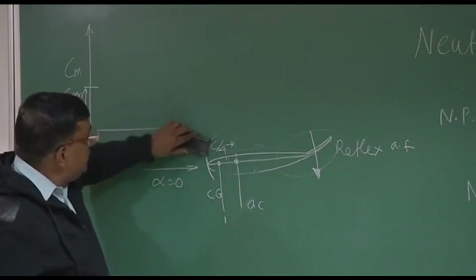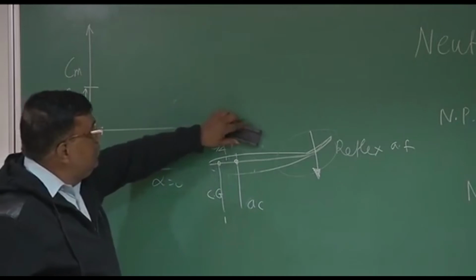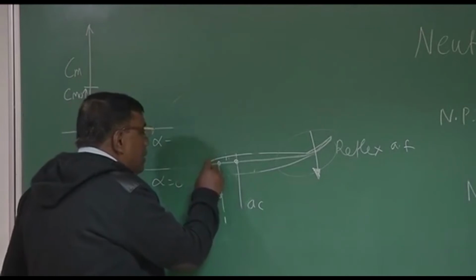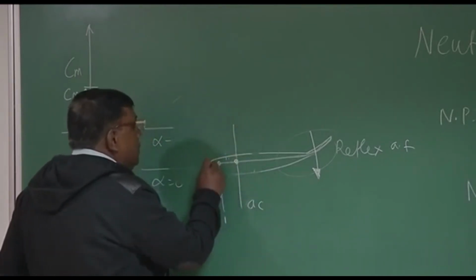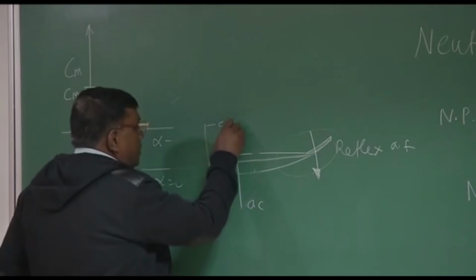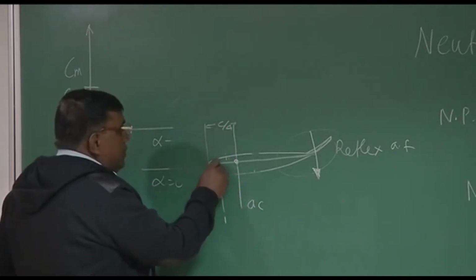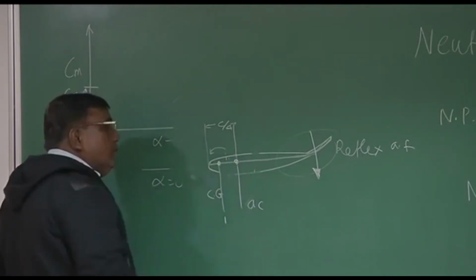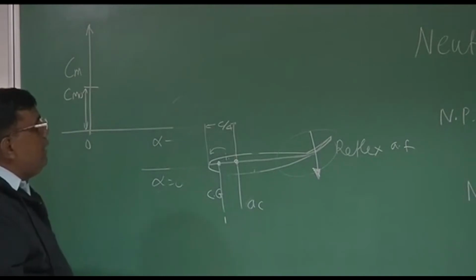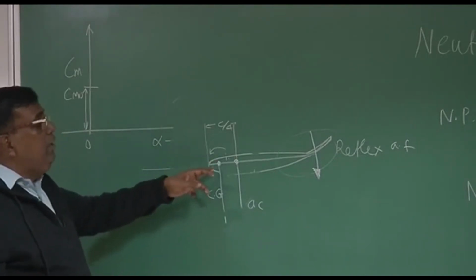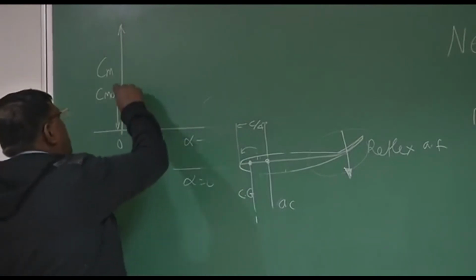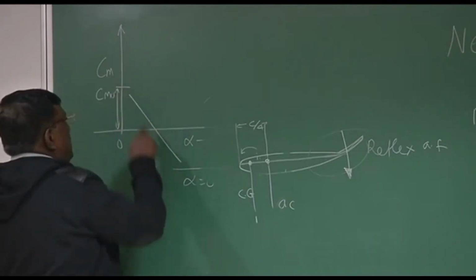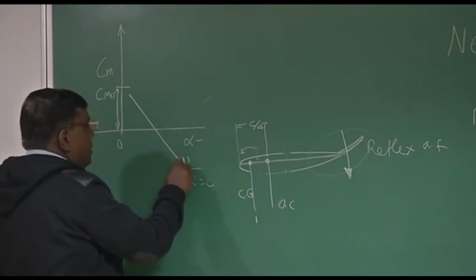So let me erase this to be more precise so that you don't get mixed up. So let me draw it. This is c by 4. So since CG is ahead of AC, for any disturbance, there will be a nose-down moment about CG, so Cm will be negative. So I know that now the slope of Cm versus alpha will be negative in this case, right? So let's say this is the Cm versus alpha slope for CG1.